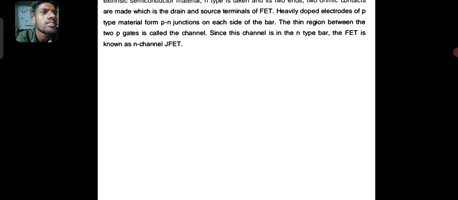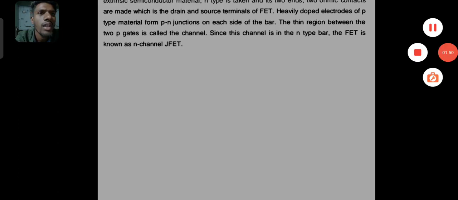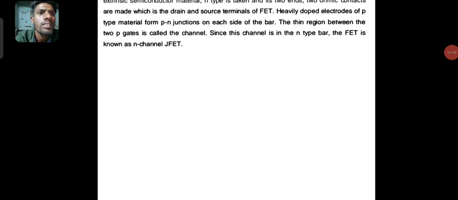Since this channel is in the N type bar, the FET is known as N channel JFET. The drain and source terminals of the FET are heavily doped electrodes of P type material. The PN junctions are on each side of the bar. The thin region between the P gates is called the channel. Since this channel is in the N type bar, the FET is known as N channel JFET.